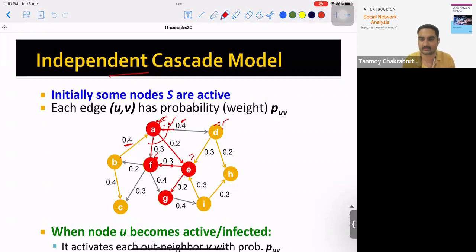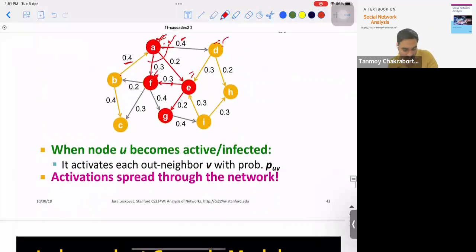There is no point in choosing this edge. Okay, so it basically activates each of the out neighbors with some probability PUV, right? Now think about it. The first question that will automatically arise is: how do you identify these edges? How do you identify the probabilities associated with edges? The number of edges is of order E, so you have to compute order of E probabilities. How do you compute it?